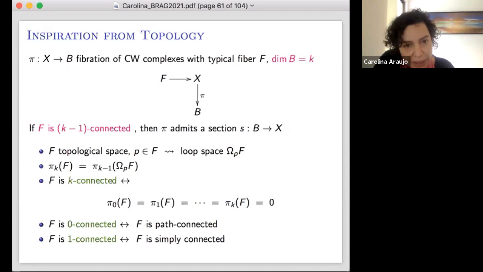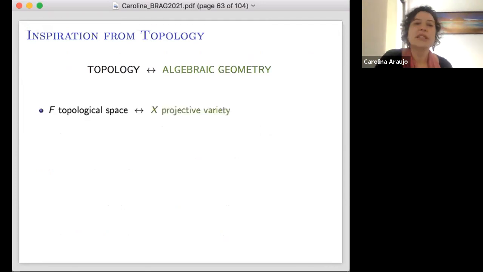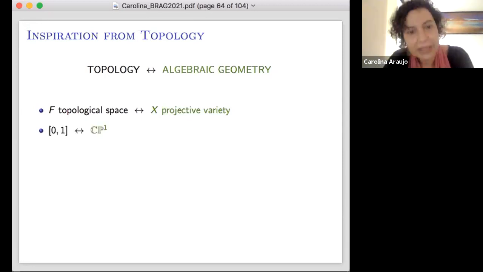So let me explain this. Now we are going to build a dictionary between topology and algebraic geometry. And then we are going to reinterpret these topological results and try to translate them into algebraic geometry. So the dictionary goes as follows. Whenever you see a topological space F, you replace it by a projective variety X. And whenever you see the interval, the path, you replace it by a rational curve, CP1.